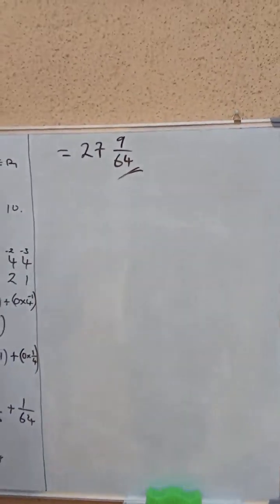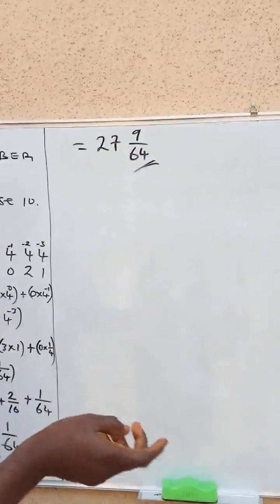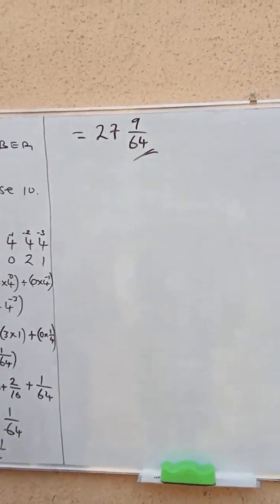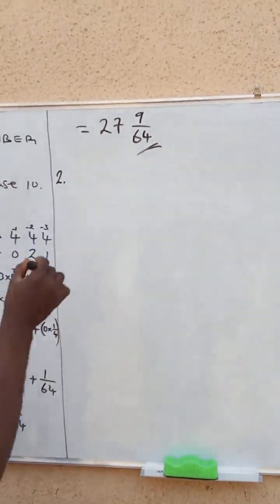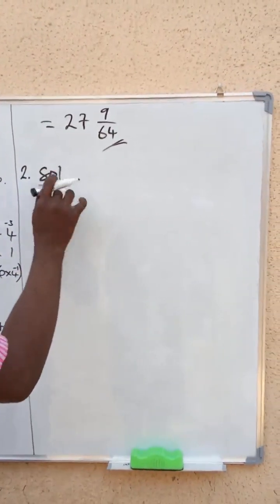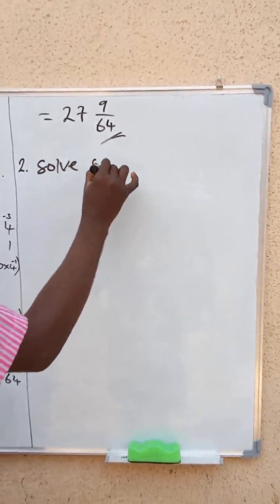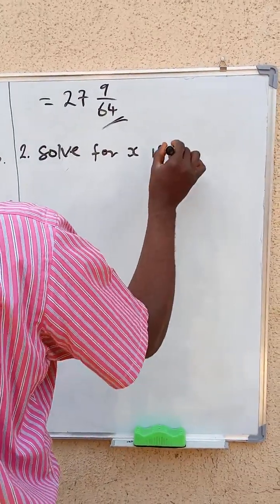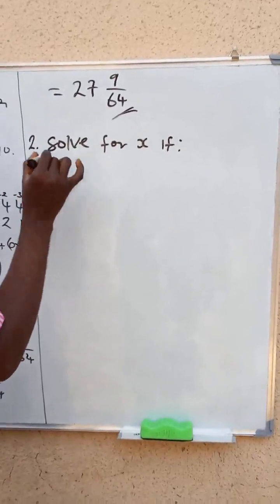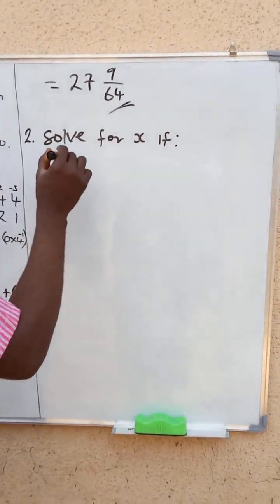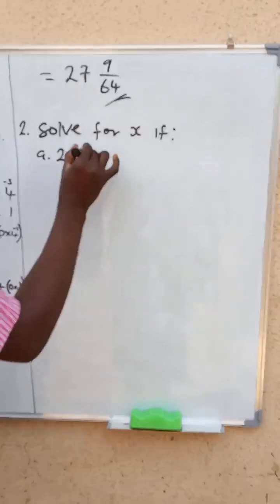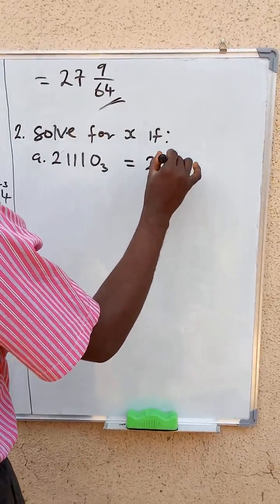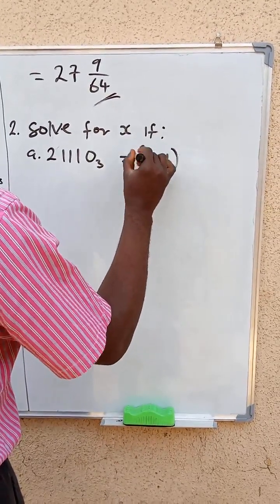So that's about that. You can still change it to a fraction if you want, but 27 over 64 is the same thing. So I'll pick the second example, to solve for x. Let me pick two examples here. If 21110 in base 3 is equal to 201 in base x.